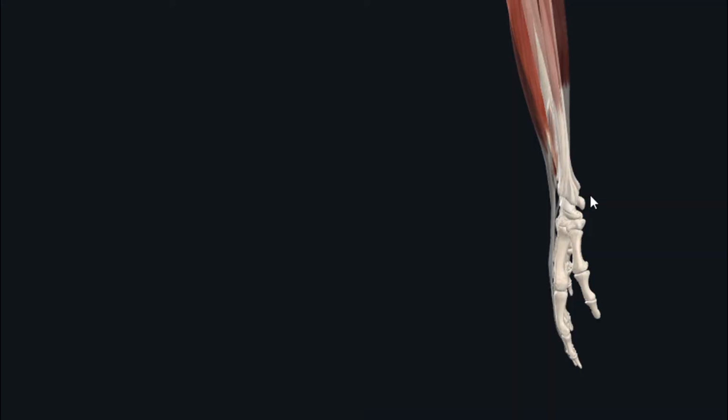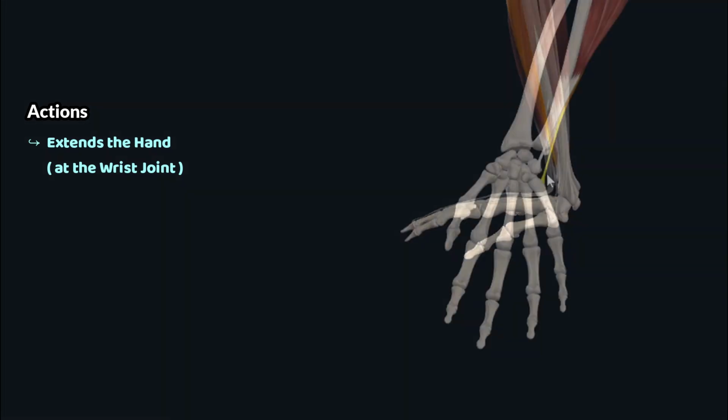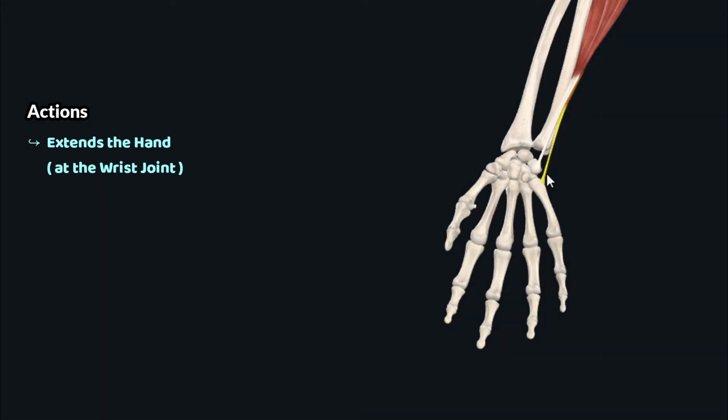Now let's talk about the actions performed by this muscle. If we just concentrate a little on the name of this muscle, that is the extensor carpi, it gives us a hint that this muscle is an extensor of the carpus, which means that this muscle extends the hand at the wrist joint. And as this muscle inserts onto the ulnar aspect of the hand, this muscle also has some role in wrist adduction.